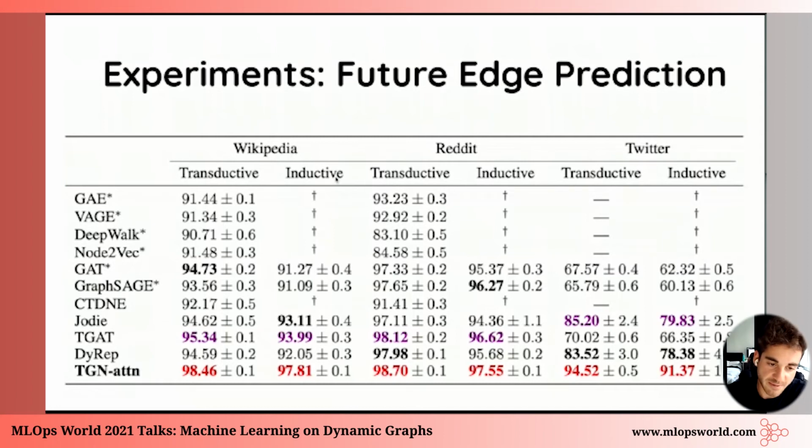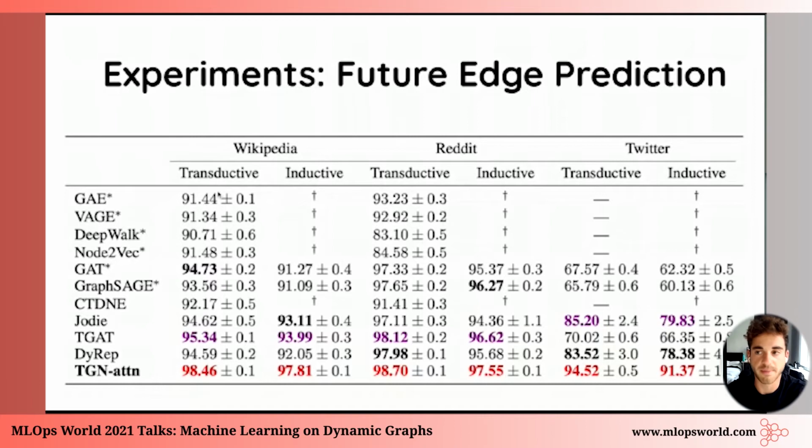We have two types of tasks. So inductive is basically the harder case where we only test on nodes which have not been seen during training. So clearly the edges that we test on are not present in the training set, but here also the nodes that we test on are new nodes that have not been seen during training. Whereas transductive, you can have both new nodes and nodes that have been already seen.